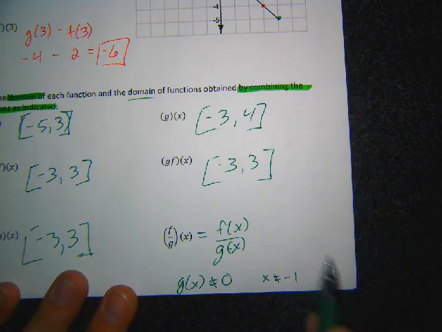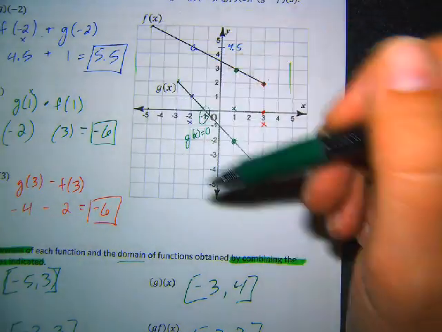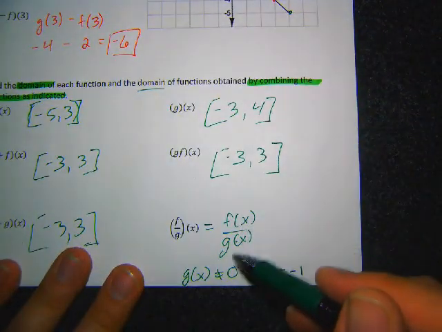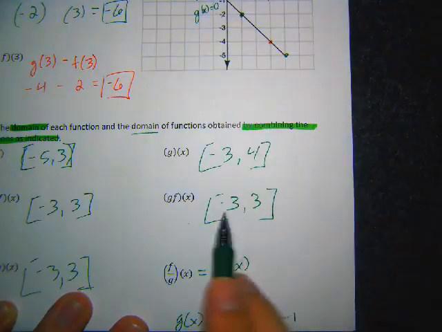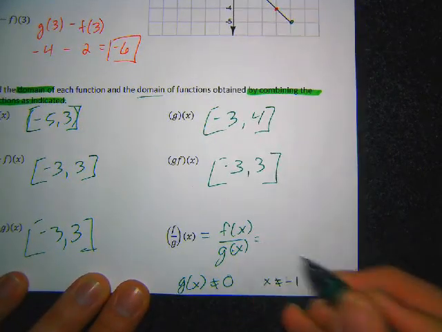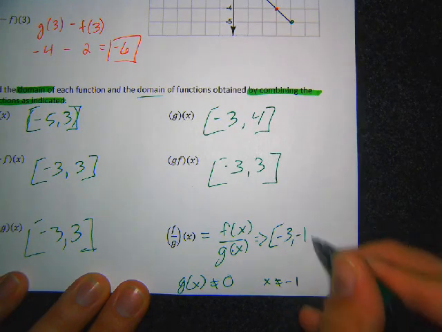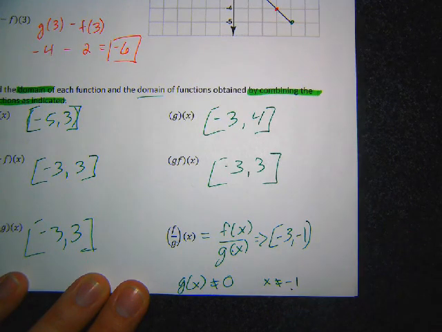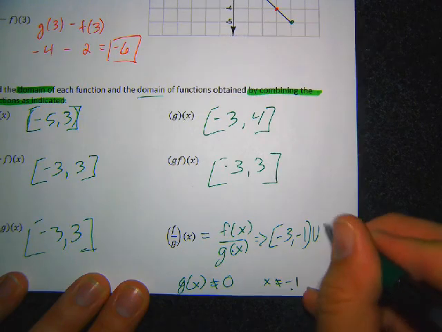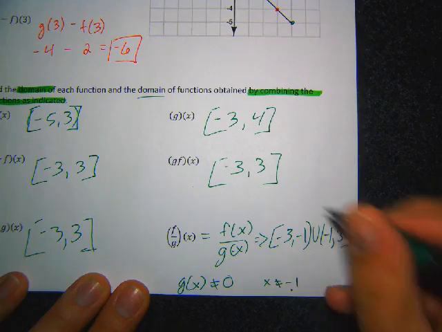Now everything else from negative 3 to 3 works, right? Because you could do negative 3, you can do 3. Now we couldn't do negative 4 or negative 5, because again, we wouldn't be able to divide because g does not exist at negative 4, negative 5. So we're still limited between negative 3 and 3, but we also want to take out negative 1. So the domain for this one is going to be from negative 3 to negative 1, not including negative 1 because we don't want that negative 1, union negative 1 to 3. Because again, we can go until we hit 3.